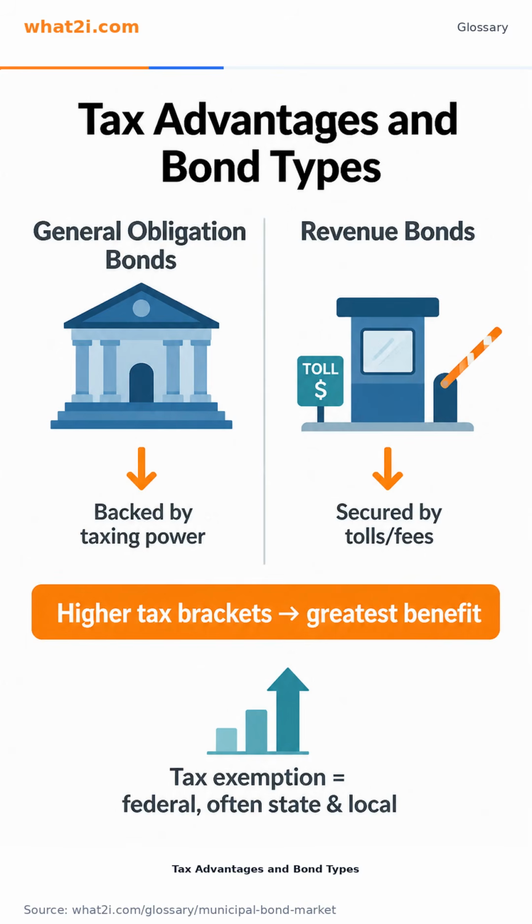Municipal bonds offer a key advantage. Their interest is usually free from federal income tax and often from state and local taxes if you live in the issuing state. There are two main types: general obligation bonds, backed by the government's full taxing power, and revenue bonds, secured by specific income like tolls or utility fees.